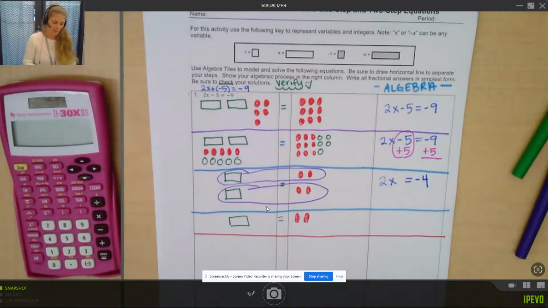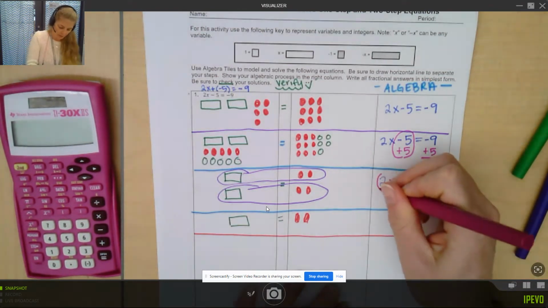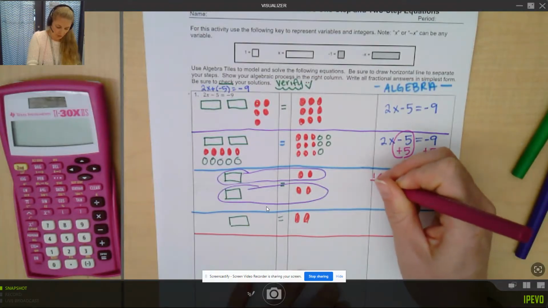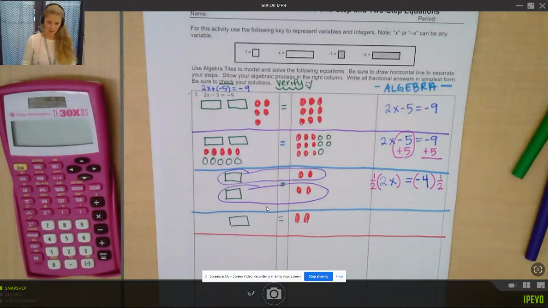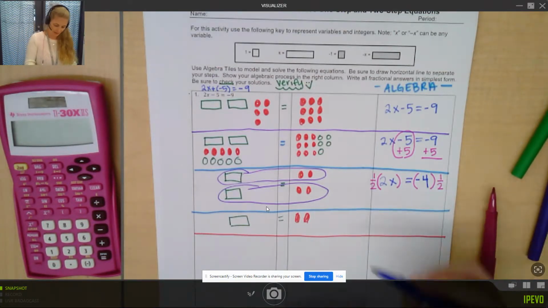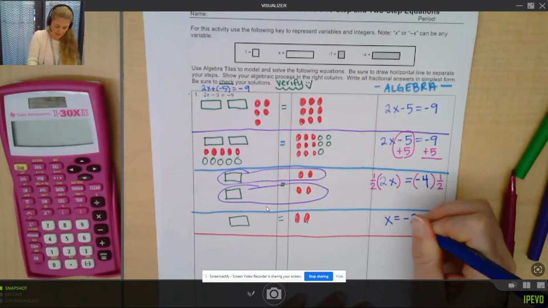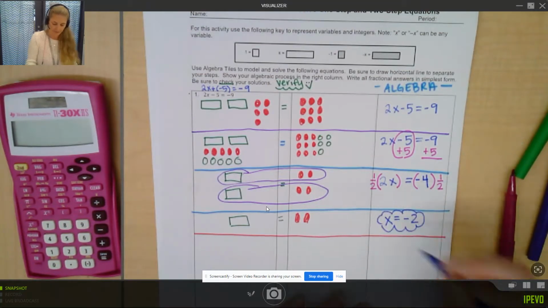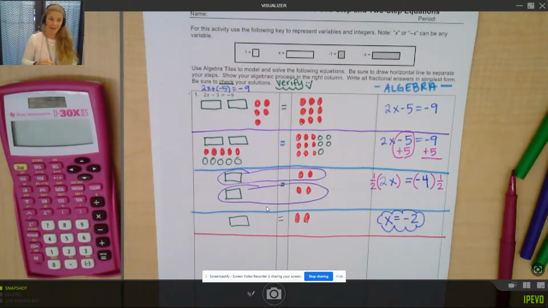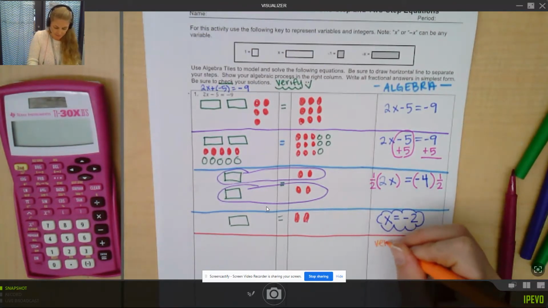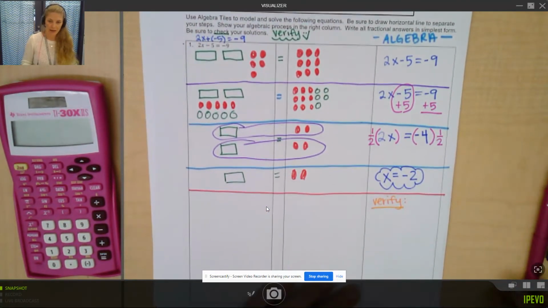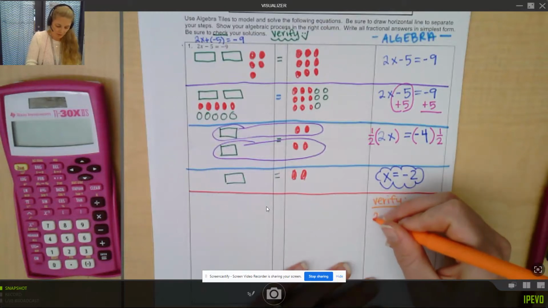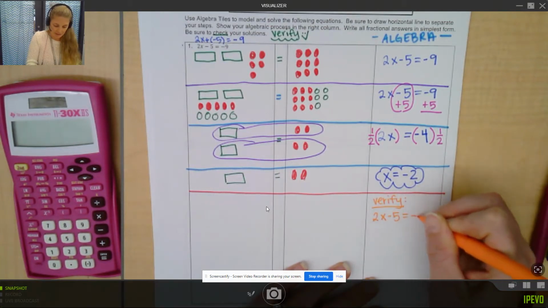And what did we do in this step? We broke this into 2 groups. So we could say dividing by 2, or the multiplicative inverse of 2 is 1/2. So we took a half, or broke each side into 2 equal groups. And from there, you got your answer of x is equal to -2. Yay! So now we're going to do our verify step to check if we got this right. And for this first example, we're going to verify with the equation and the model. So we're always going to start with the original equation, 2x minus 5 is equal to -9.